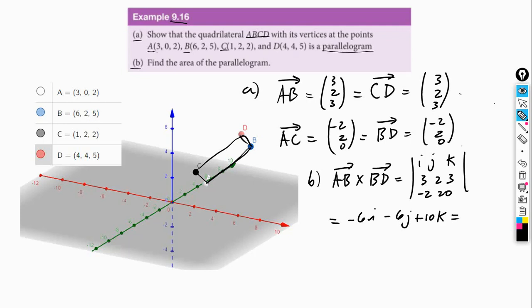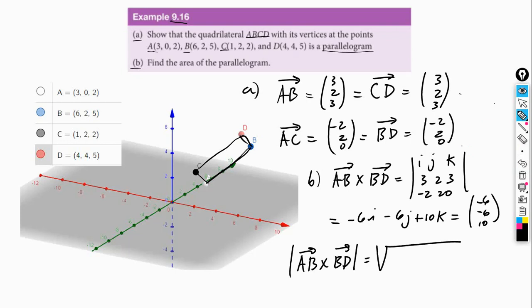Now you can also write it in vectorial form, right? So you can write it as (-6, -6, 10). Then we need the magnitude, because the magnitude of the cross product is going to give us the area of the parallelogram, right? So we need the magnitude of the cross product of AB and BD. And that's simply going to be the square root of 36 plus 36 plus 100, and this equals the square root of 172, which can be simplified to 2 times the square root of 43.